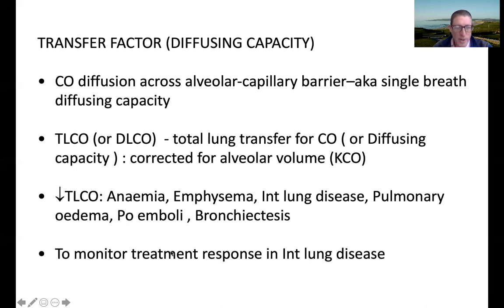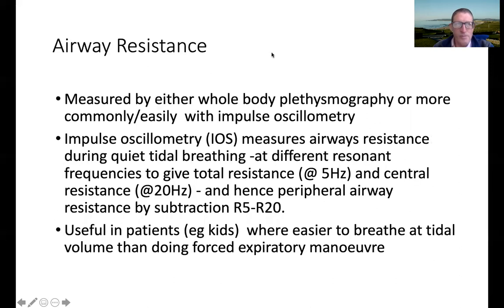textbooks say. And it's really used to monitor the response in interstitial lung disease, if you've got inflammatory infiltrate in the alveolar arteriolar barrier and you are treating that with anti-inflammatory drugs. Apart from that, it's really not used very much.